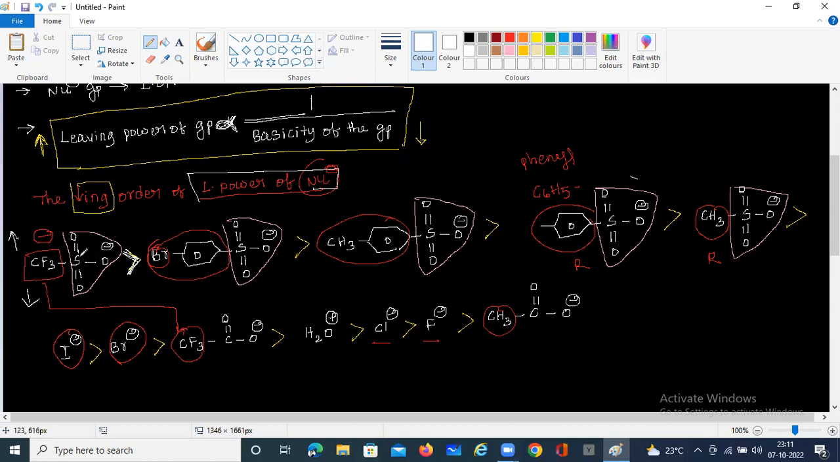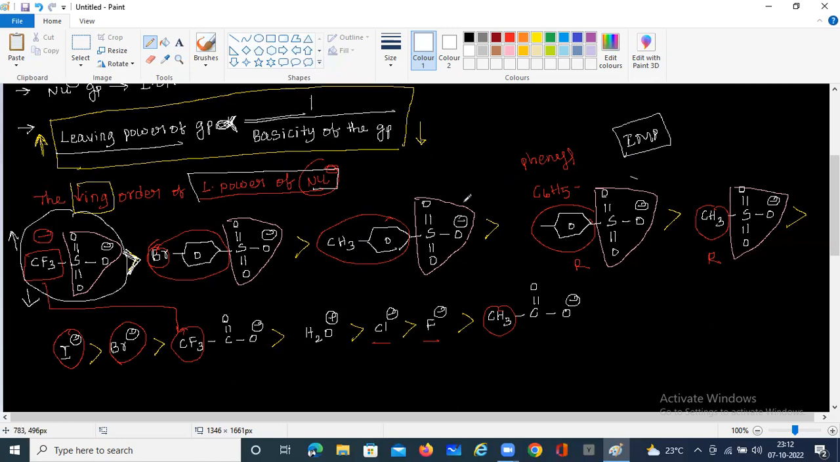So lower in the basicity of the group means this one is having lower basicity, which is greater in the leaving power. Clear? So just please pause the video and the order should be noted. Once again I am repeating that it is very important. So that's why this order should be noted.